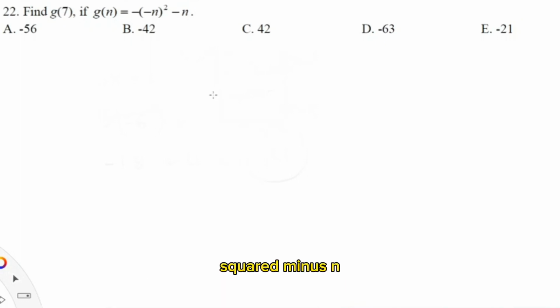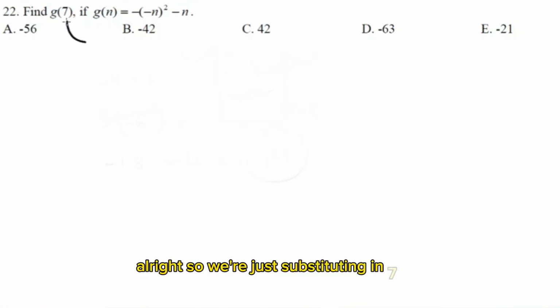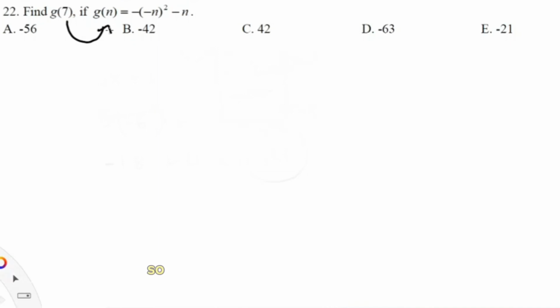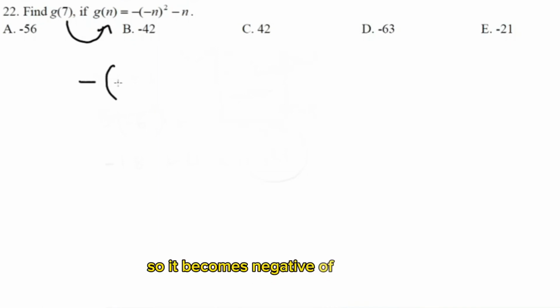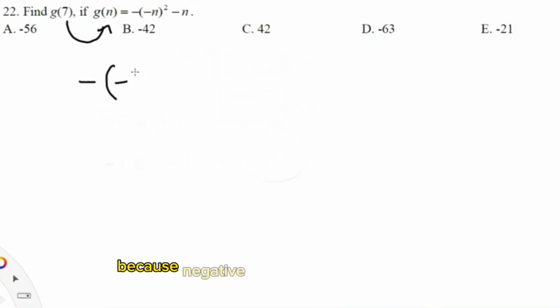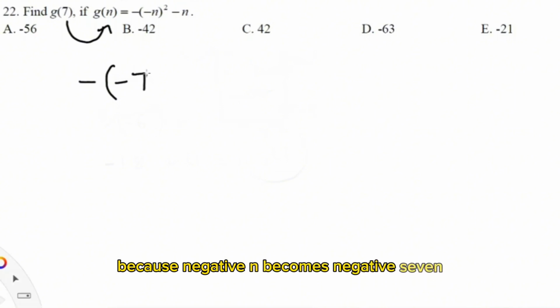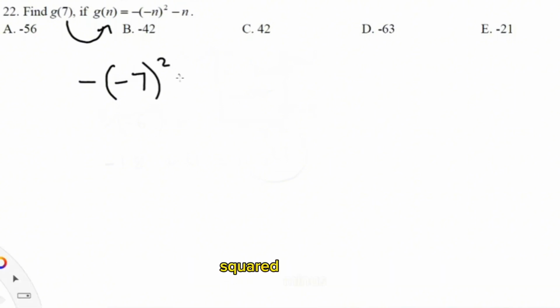squared minus n. Alright, so we're just substituting in 7 for n. So it becomes negative of negative 7, because negative n becomes negative 7, squared minus n. Alright, so for this we need to know our PEMDAS. So that is the order of operations. So in this, we first need to do the grouping symbol, which is the parentheses. However, there's nothing to solve inside of here, so we can go down to the next step.